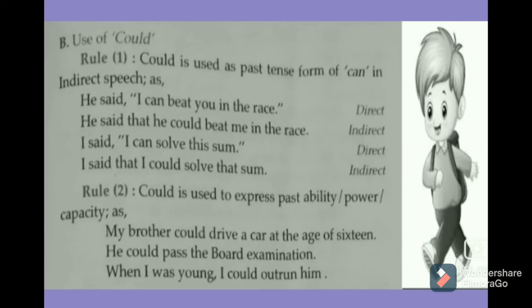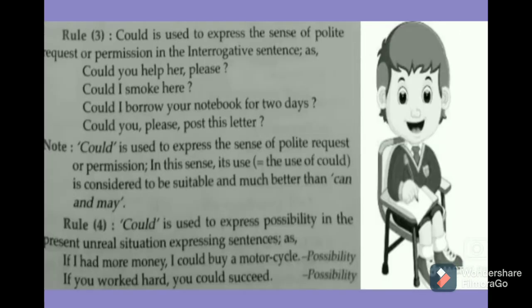As, my brother could drive a car at the age of 16. He could pass the board examination. When I was young, I could outrun him. These sentences are showing past ability or past capacity. Okay children, let's see point number 3. Let's see rule number 3.